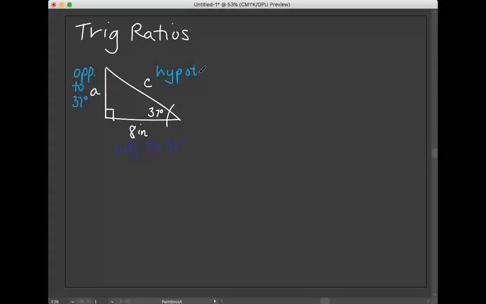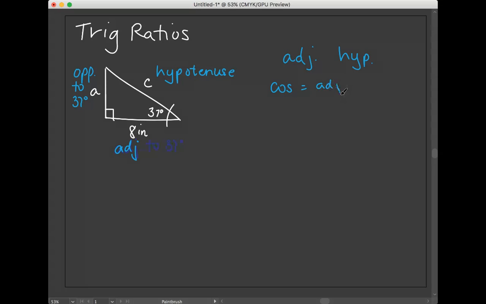What you want to do next is think about which side you know and which side you are looking for. So right now you know the adjacent, and you are looking for either the hypotenuse or the opposite. So you can start with either one you want. Say we start with adjacent and hypotenuse. So then I go to my trig ratios and I see that the cosine ratio is the ratio of the adjacent side over the hypotenuse.